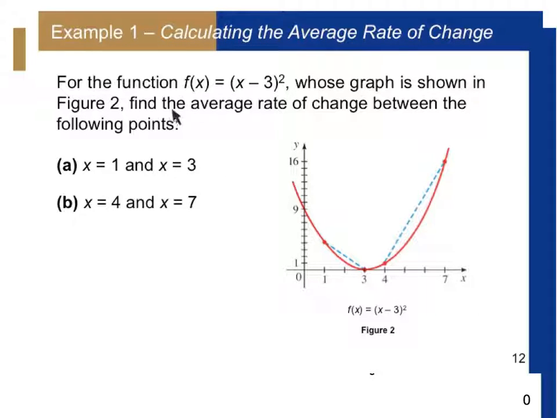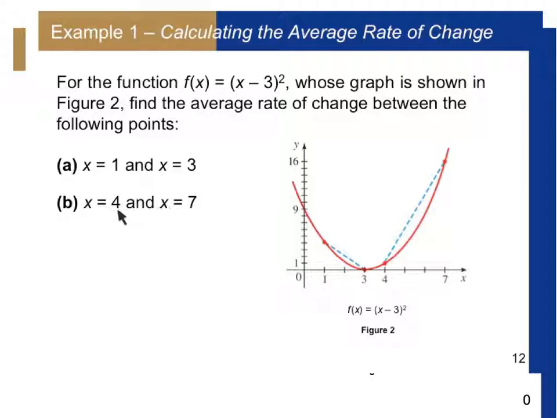Okay, so let's look at this function. f of x equals x minus 3 quantity squared. And this is our graph of that. This is just x squared moved 3 to the right. Okay. And let's say we want to know the average rate of change between x equals 1 and x equals 3. So between these 2 points, and this is the secant line here.